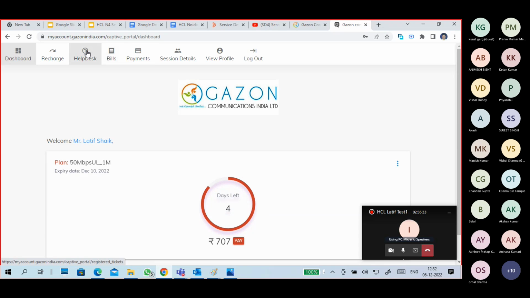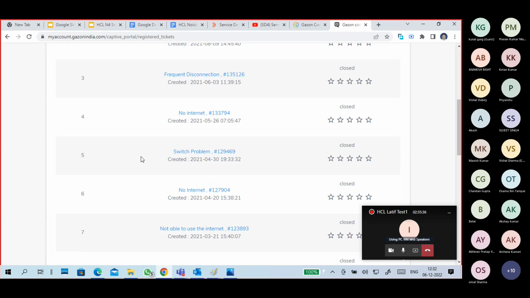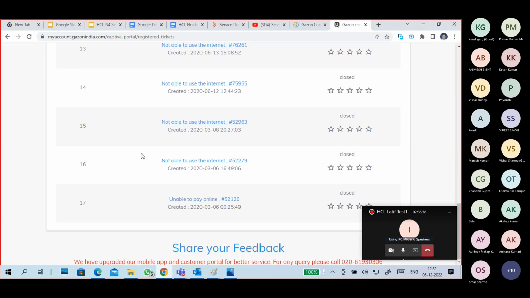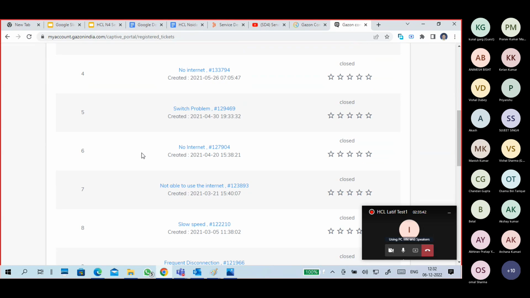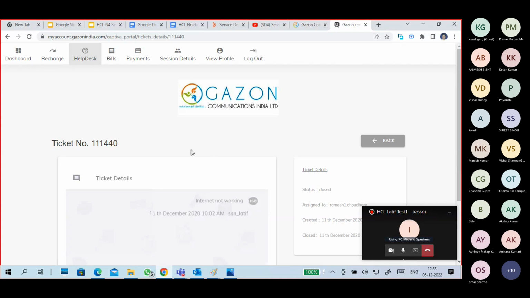Guys, look here. It is help desk. I click on help desk. These are the tickets created by me and closed by their service desk. For example, I raised a ticket on December 11th, one or two years back. Okay, this is also the same. We had some frequent internet disconnections, so I raised a ticket. Let's see this ticket.